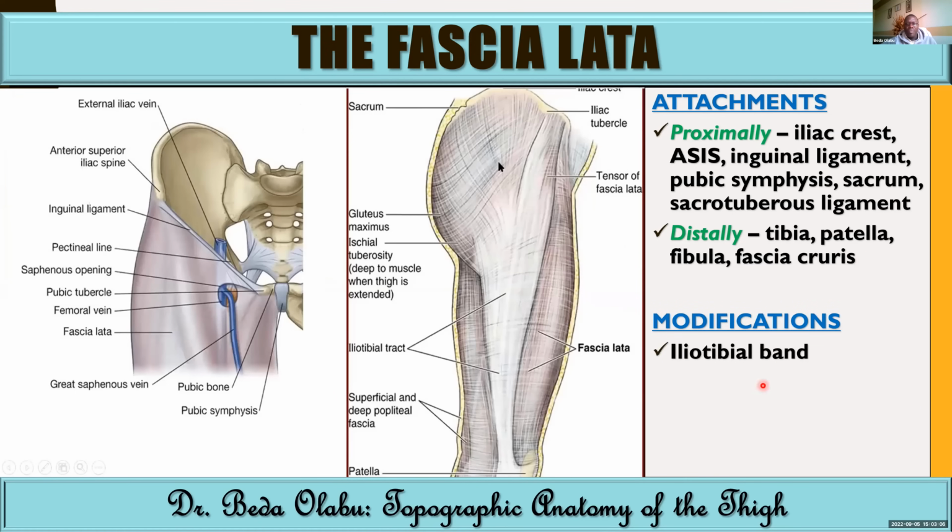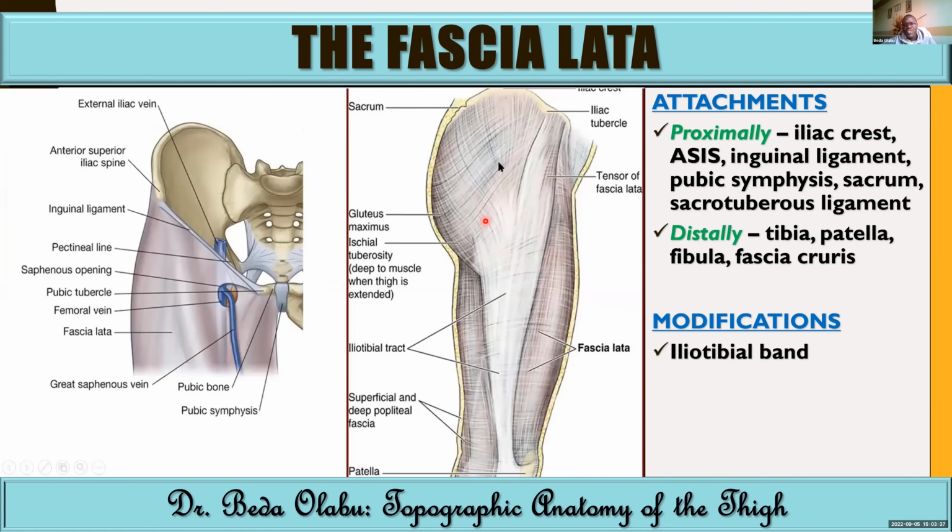One is something called the iliotibial band, or some books call it the iliotibial tract. The iliotibial band is the lateral thickening of the fascia lata. So what I'm saying here is that the fascia lata is thickened on the lateral aspect of the thigh, and that thickening is called the iliotibial band. This thickening forms the insertion of two important muscles in the lower limb.